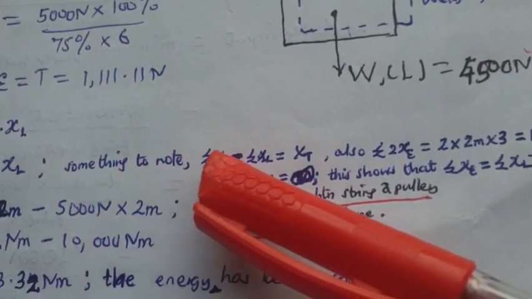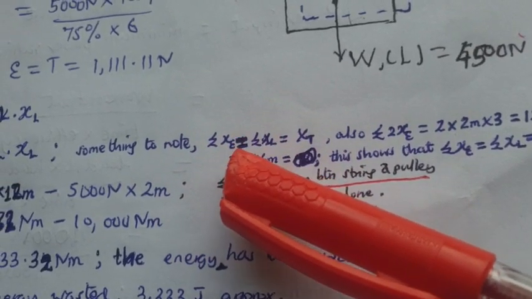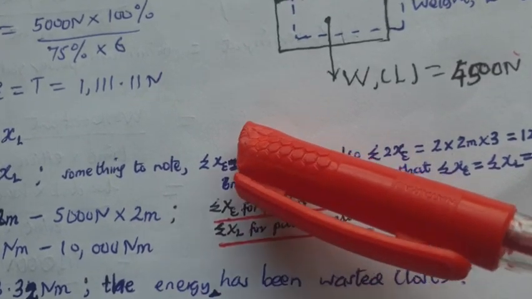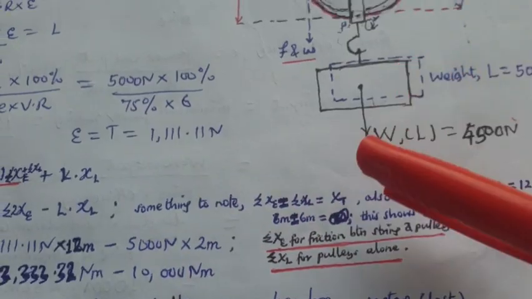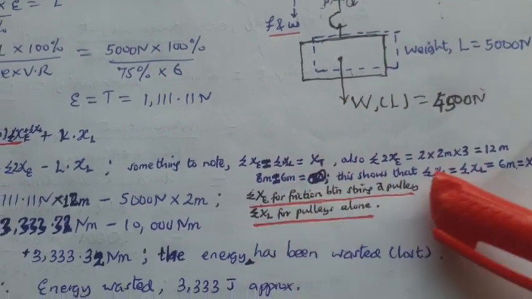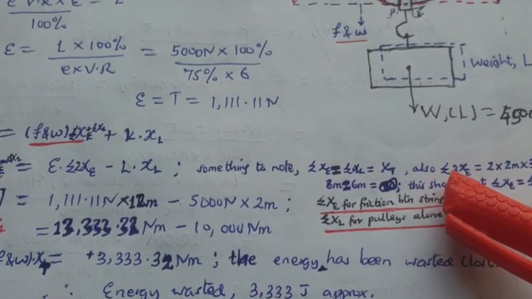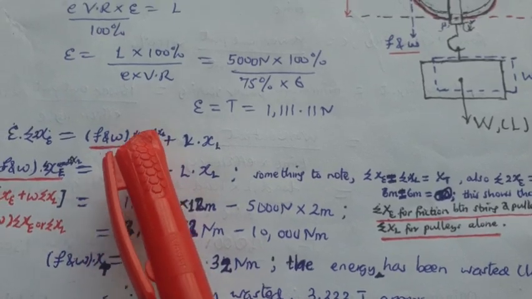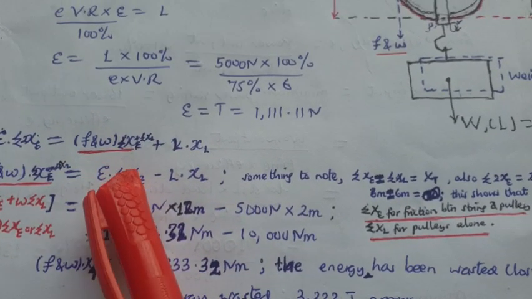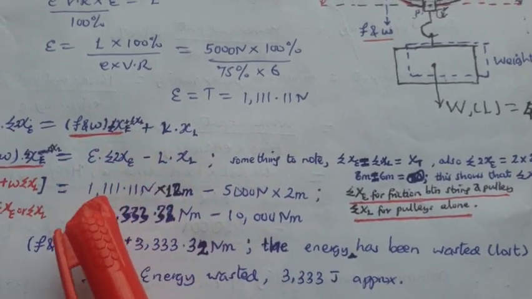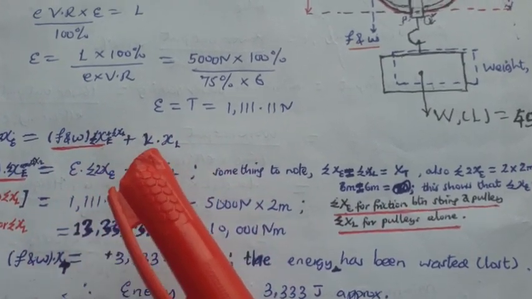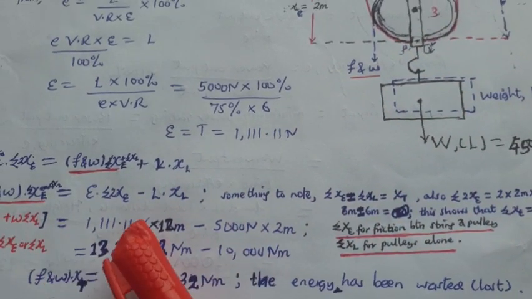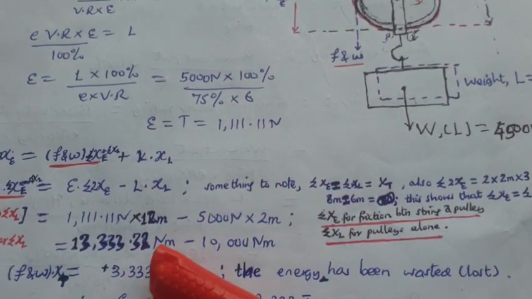But something to note is that the distance xe is the distance for friction, while the distance for the load is xt. Now, when it comes to the expressions here, the distance is 12 because we have 3 pulleys. The sum for 3 pulleys must take 2 times a single distance, which is 2 meters. Then you multiply by 3 pulleys.